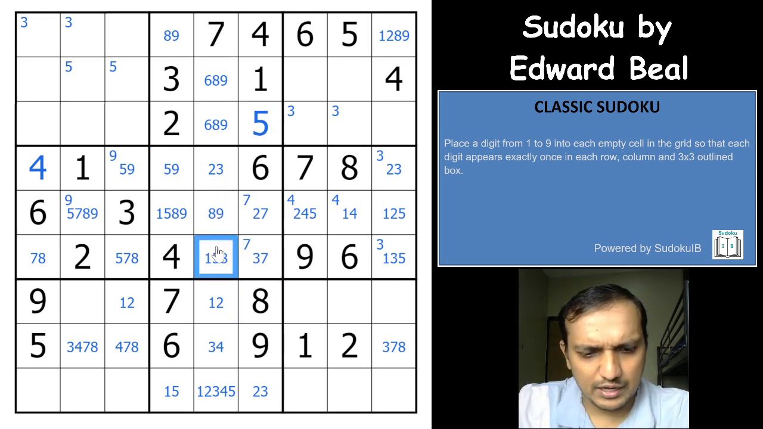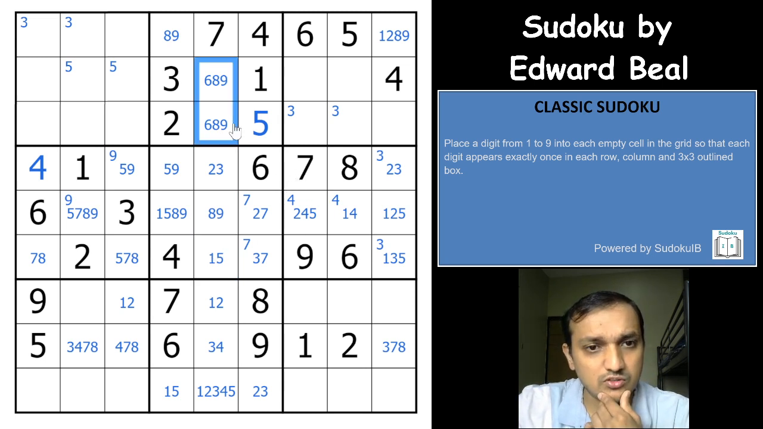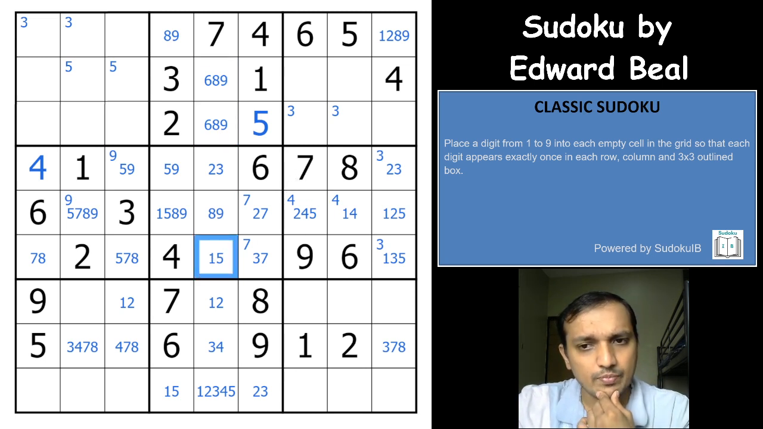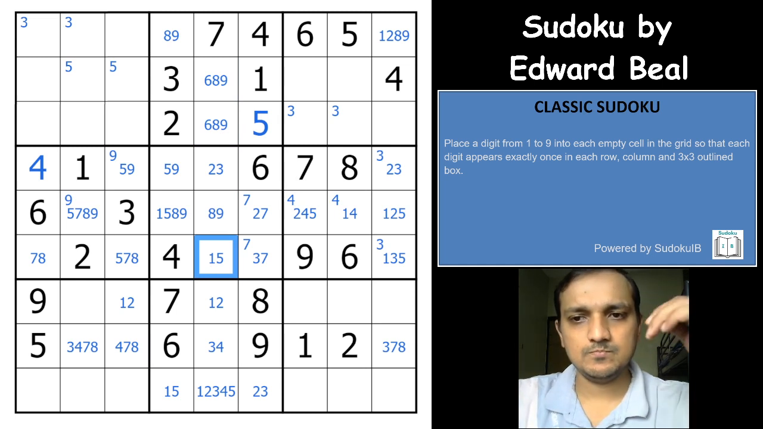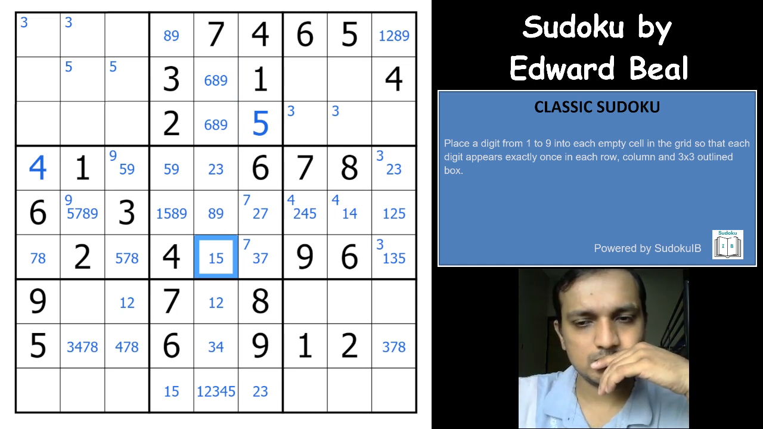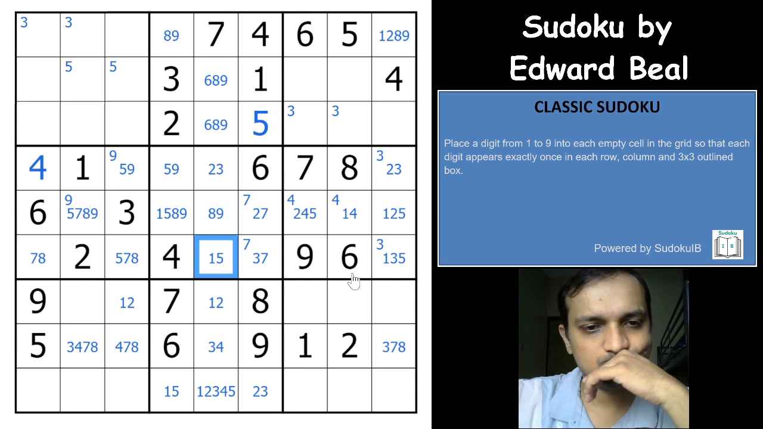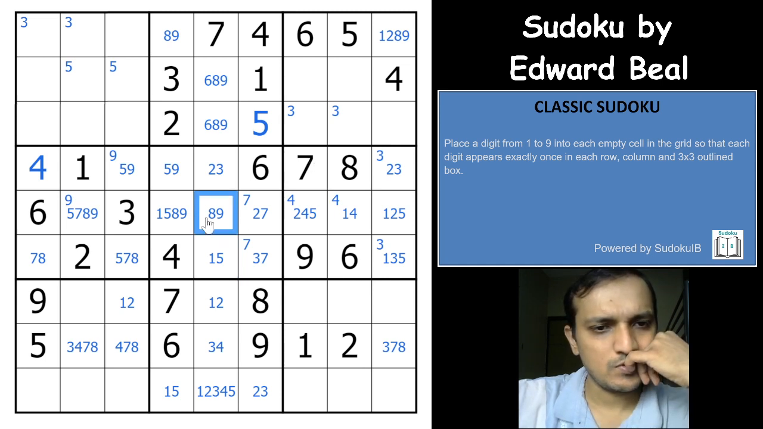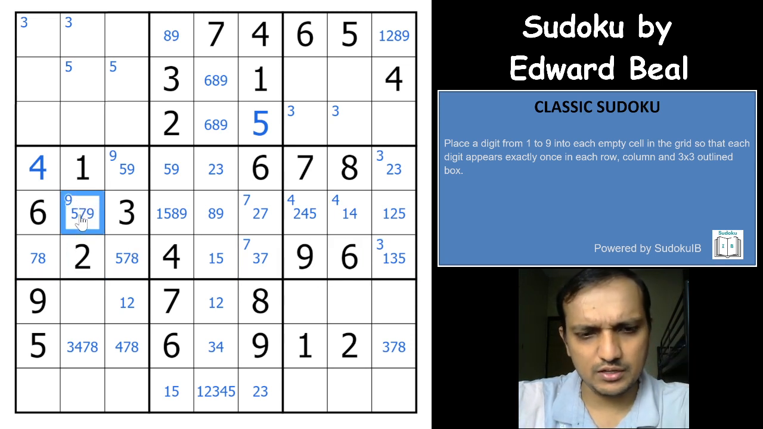You have a 6 8 9 pair that eliminates 8 from this 6 8 9 triplet. Sorry, that eliminates 8 from this cell, so 8 is in one of these two cells, so this cell is not an 8.